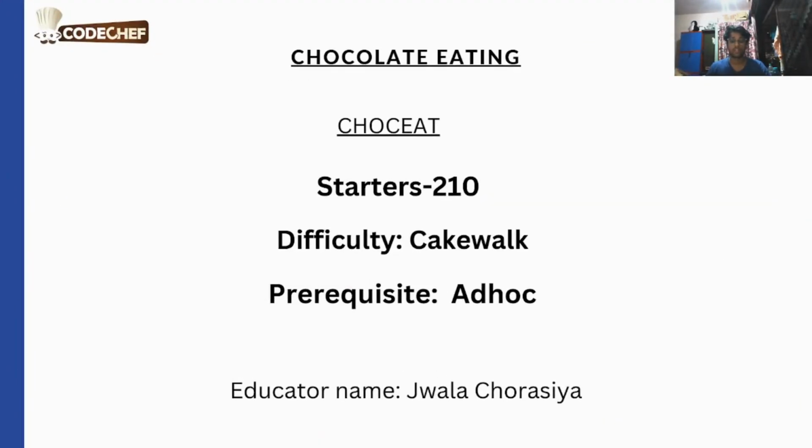Myself Chola, and today we are going to solve the problem which came in Starters 210. The name of the problem is Chocolate Eating and the problem code is CHOCEAT. The difficulty rating of the problem is cakewalk and the prerequisite is ad hoc. Let's start with reading the problem statement over here.